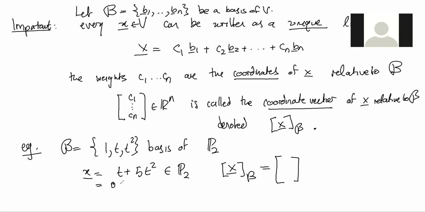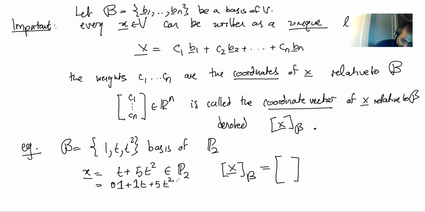Zero times 1 plus 1 times t plus 5 times t squared. Yeah. So then the coefficients in the linear combination are these numbers 0, 1, and 5. You have to be a little careful here because there are two kinds of ones, right? There's the one that's the polynomial, and then there's the one that's actually a coefficient. So that's C1, C2, and C3.